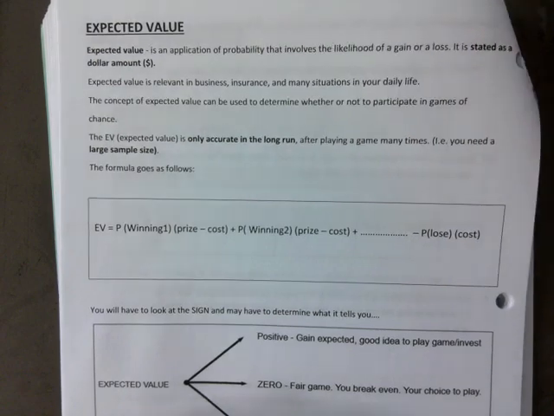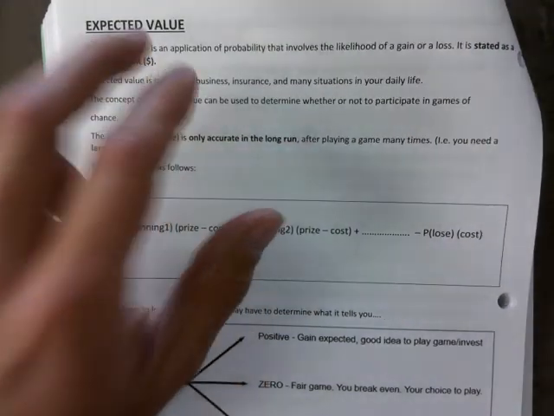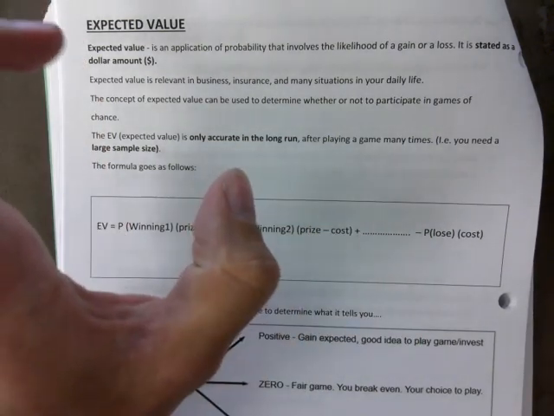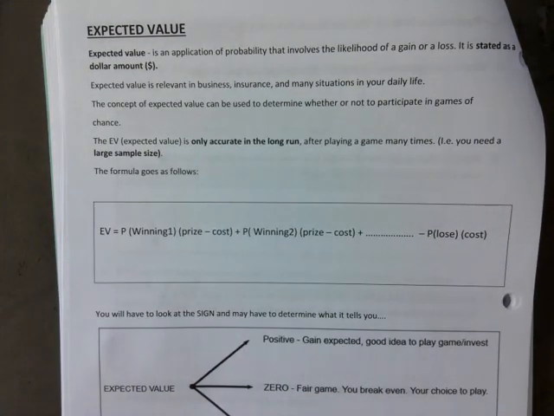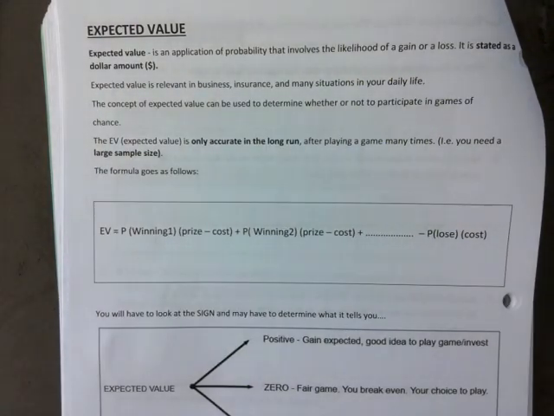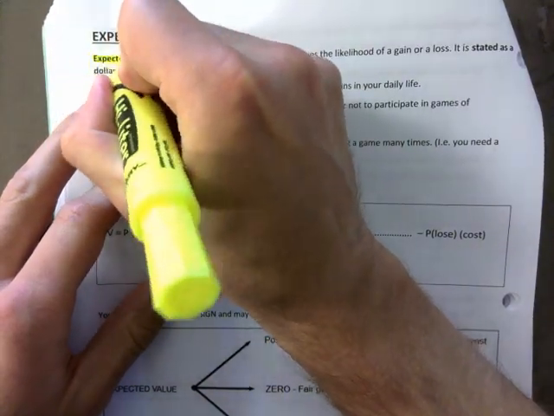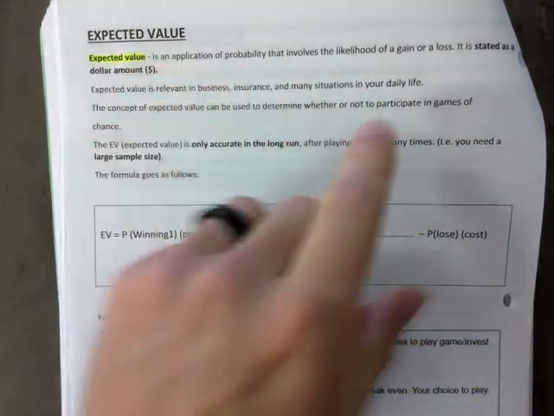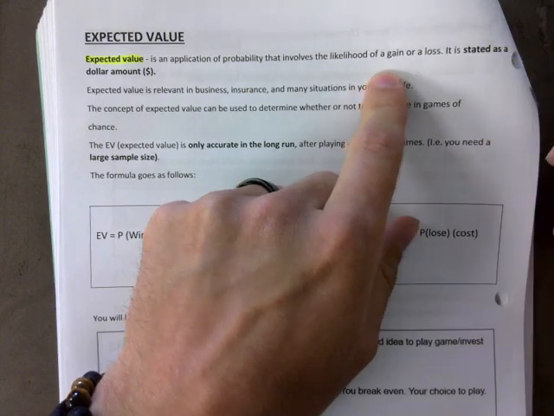I just want to get this out of the way so that you have it for the weekend. You've seen an example, and this one is a little bit different, there's new stuff going on here, there's a new formula. So expected value is an application of probability that involves the likelihood of a gain or a loss.